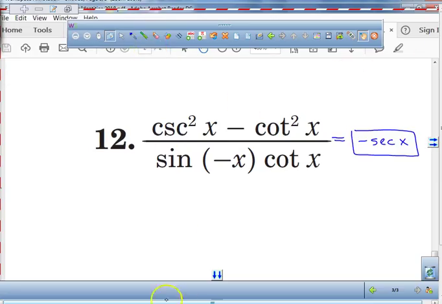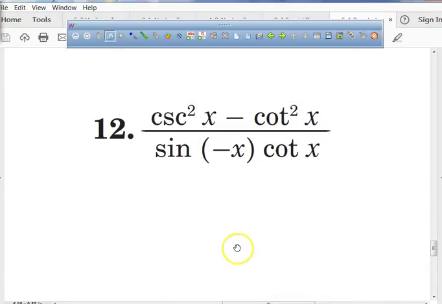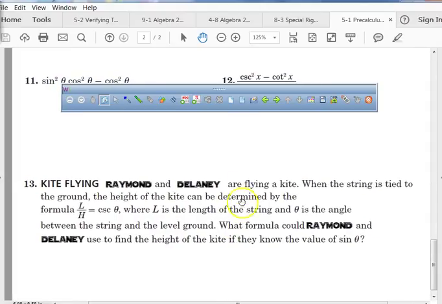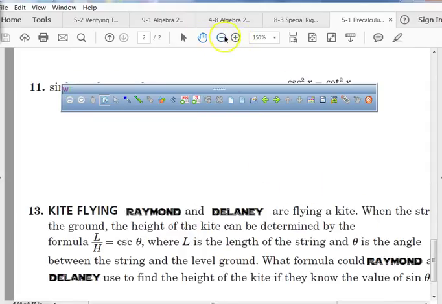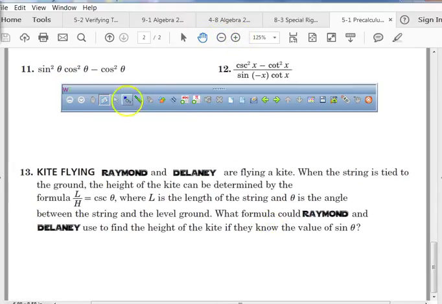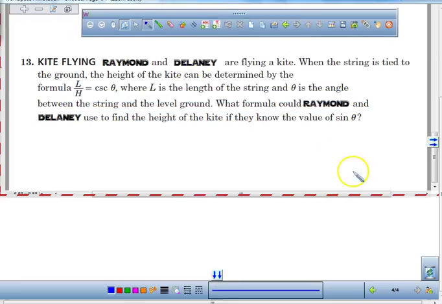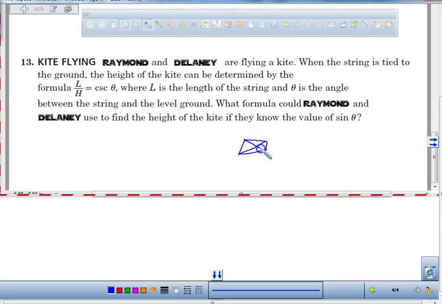All right, the final problem that you're going to be working on today. You're going to be working on a problem right here. It says Raymond and Delaney are flying a kite. So what I'm going to do is draw a little kite. I know it's not a very good kite, okay? But I did not build it. Alright, so there's a kite.